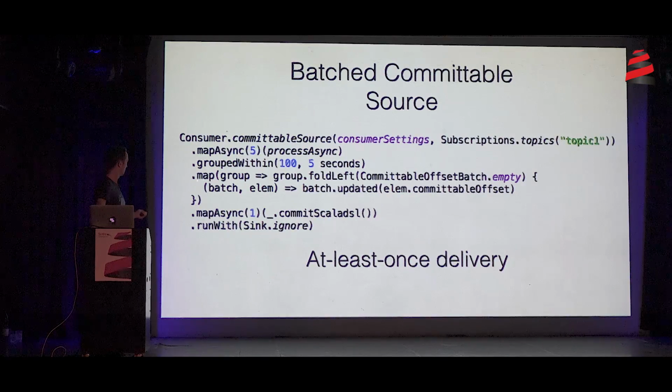And this map stage will fold the list, emit a single object being a batch, and then we can call commit Scala DSL on the batch after we gather the messages. This is very useful for implementing at least once delivery semantics.